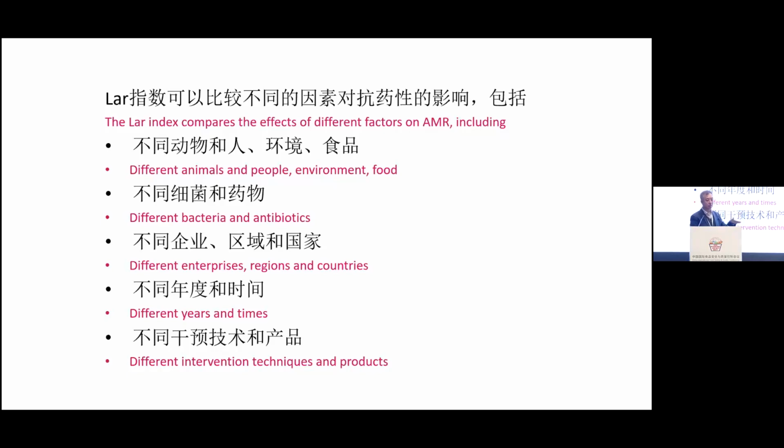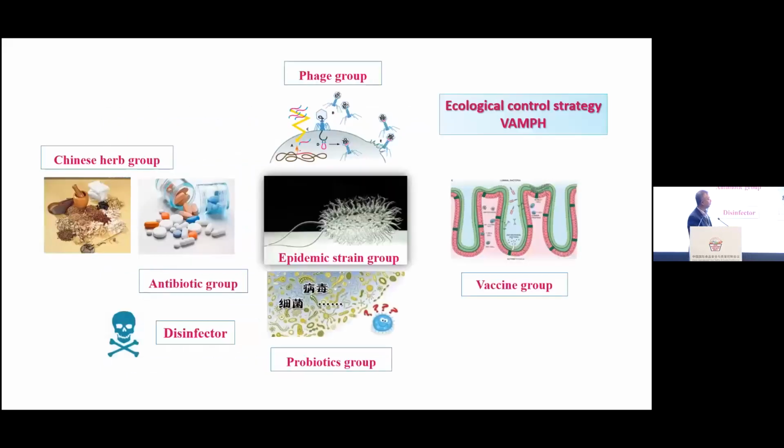And LAR is the highest for chicken and duck, followed by pig, and followed by cows. And the personnel who raise the animals have similar LAR index as the animals. And in different countries, different regions, at different times, and with different interventions, the LAR index can be used.